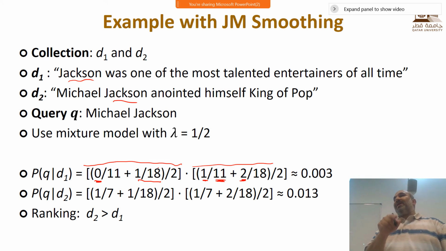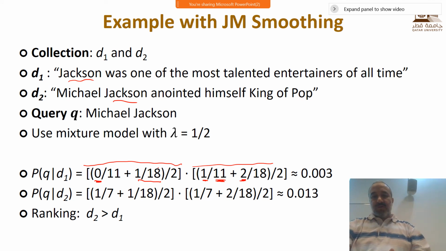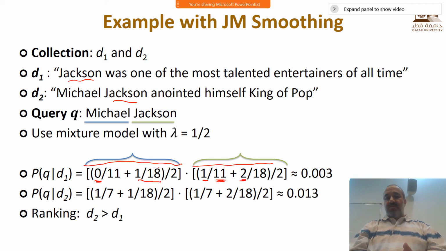The terminology that I'm using in the slides is a bit different than the textbook. Please stick to what I have in the slides. Okay? I think the textbook is the opposite. It's lambda with the foreground and 1 minus lambda for the background. Just stick with that. Any question about this?